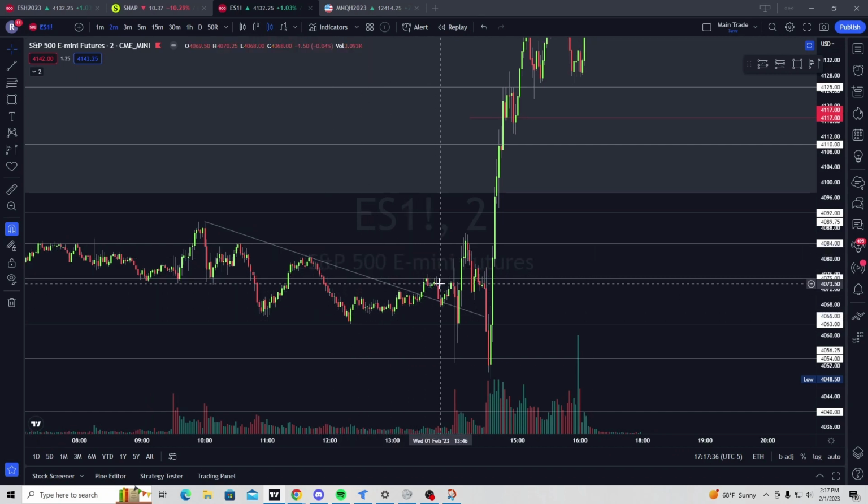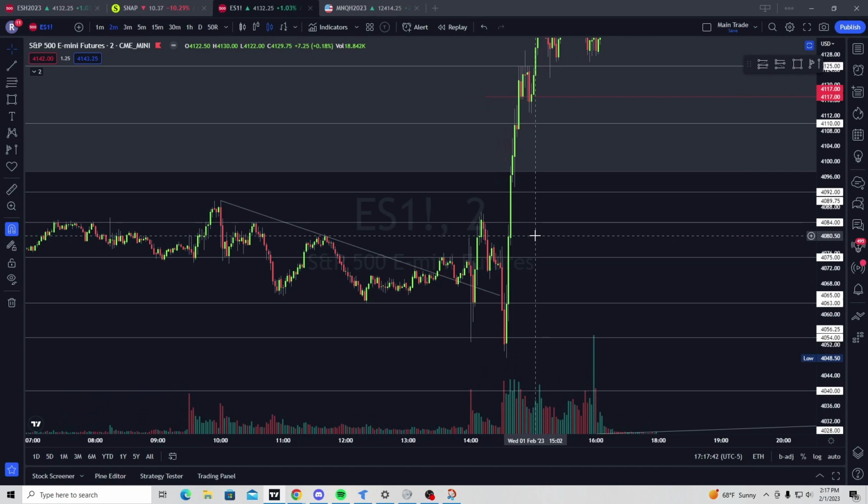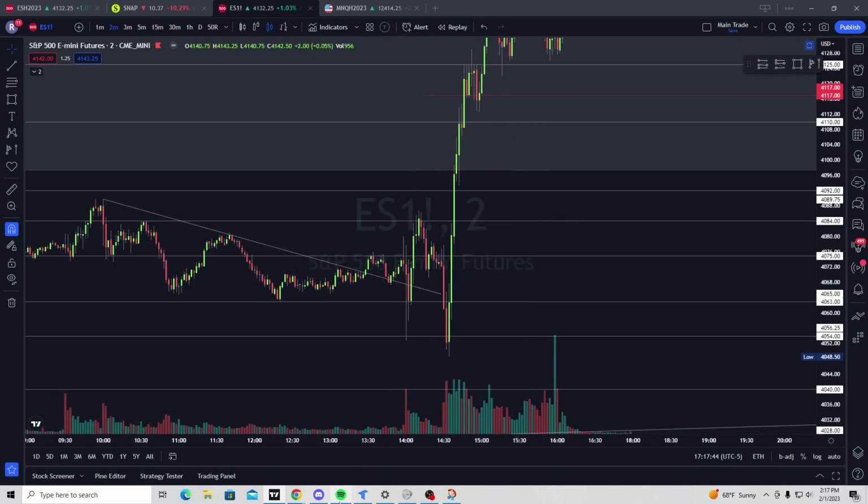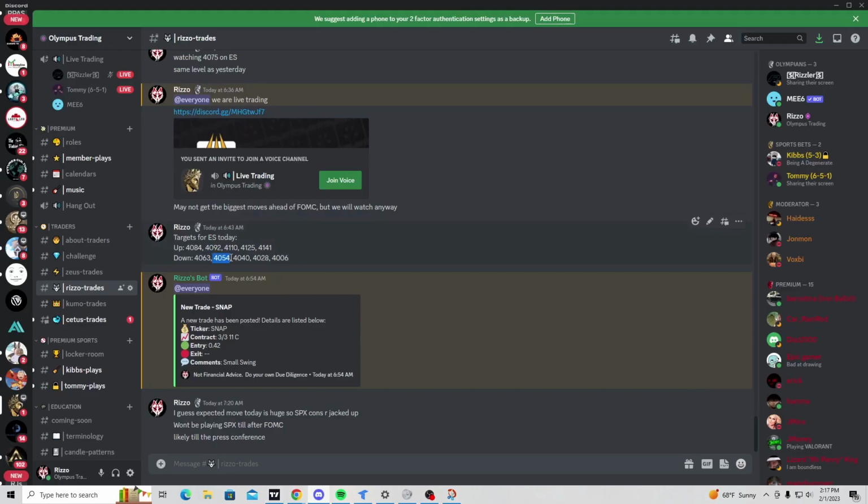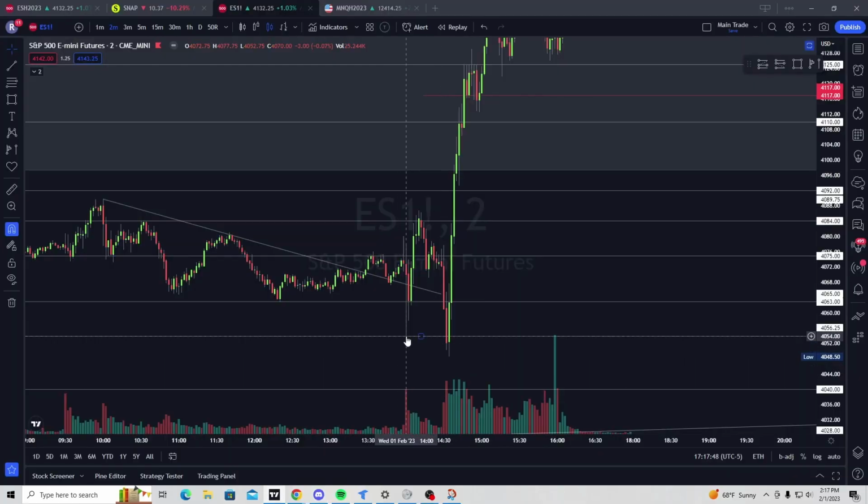But not the biggest moves, right? And then comes the FOMC at 11 o'clock Pacific time. These levels still paid, right? We had 54. Come down to 54, bounce off. A couple guys caught that bounce. A little bit harder because this was such a quick move.